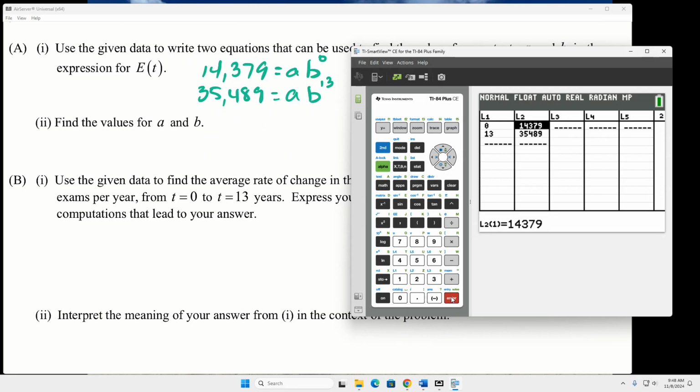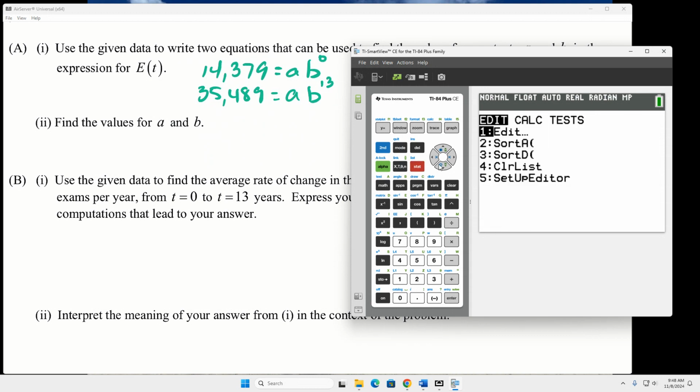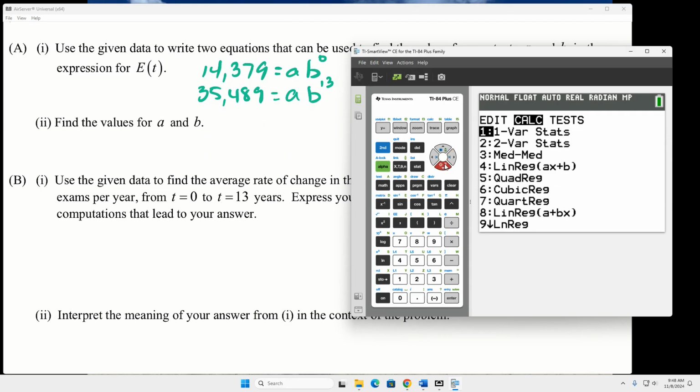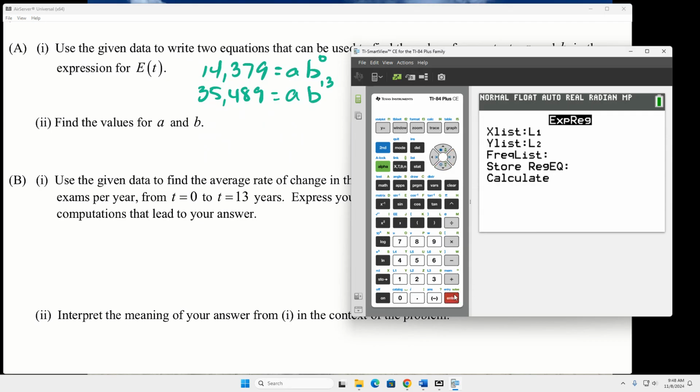All right, so you put in the year for L1 and the number of exams for L2. Then what do we do? We're going to calculate the exponential regression. It tells us at the beginning of the question that it's exponential regression. I pretty much will always store it even if I don't need it because it comes in handy a lot of times.